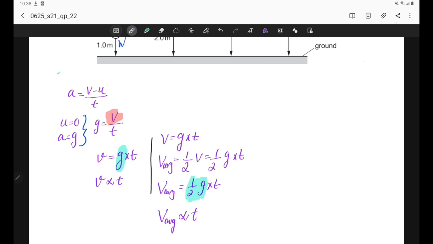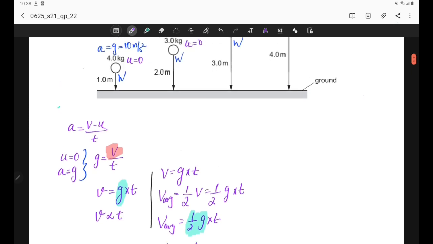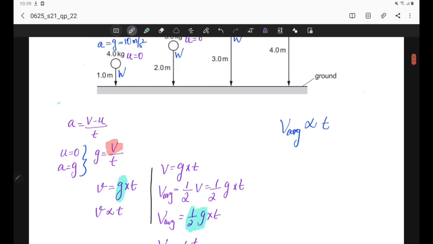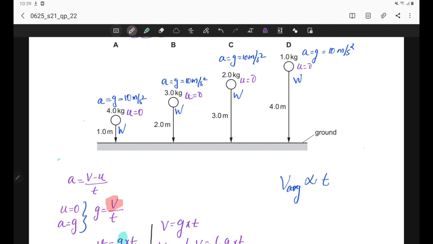Now we need to check which of these balls will have the least average speed. We have already concluded that average speed is directly proportional to time in this particular case. So in order to check which ball will have least average speed, we just need to check which ball will take least time to fall down. By looking at the figure, it's clear that the ball given in option A has to travel a shorter distance, so it will take less time to reach the ground.